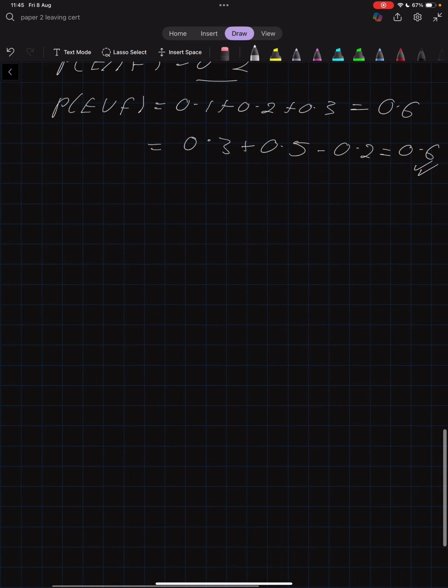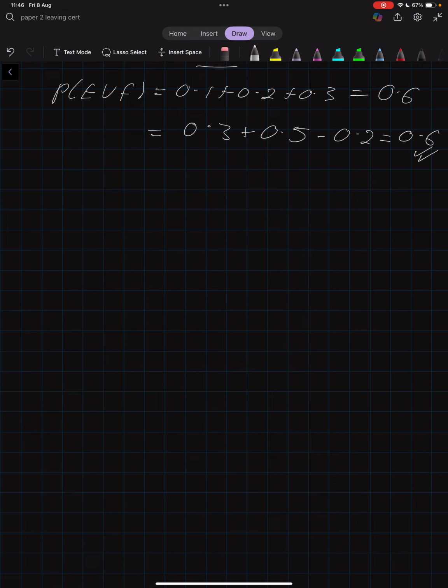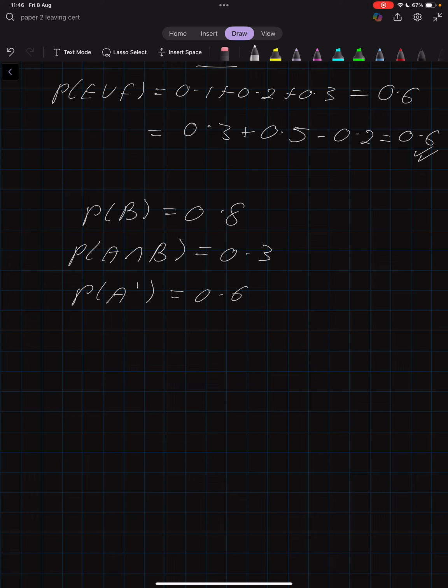Okay. So here it says the probability of B is 0.8. The probability of A intersection B is 0.3. The probability of A complement is 0.6. So remember, the probability of A complement is everything outside of A. Okay? And it says, what is the probability of A and the probability of A union B?